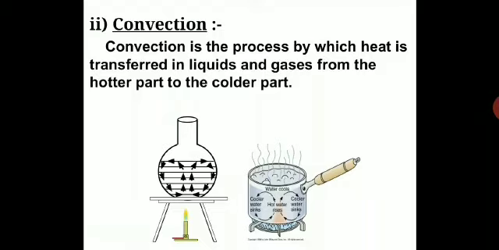Here in convection, one more mode of transfer of heat, we will see today. Convection is the process by which heat is transferred in liquids and gases from the hotter part to the colder part. So what is the major difference between conduction and convection? Conduction takes place in solids and convection takes place in liquids and gases. So you have to take this down in your notebook. Do not draw this diagram, only take down this definition: convection is the process by which heat is transferred in liquids and gases from the hotter part to the colder part.